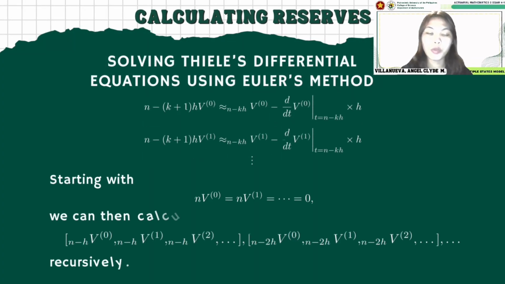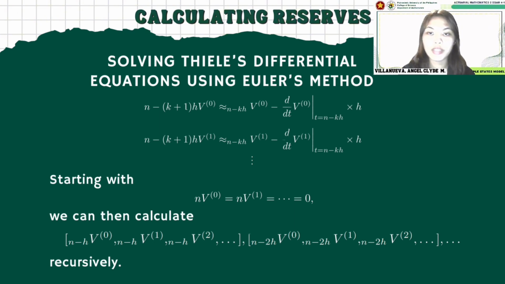So in this part, we will solve Thiele's differential equations numerically using Euler's method. Euler's method states that to approximate a function value at a future time step, we use its current value plus the product of the step size and the derivative at that point. Applying this concept to Thiele's equations, we approximate the reserve functions V0, V1, etc. at different time steps. For state 0, the reserve at the next time step is given by this.